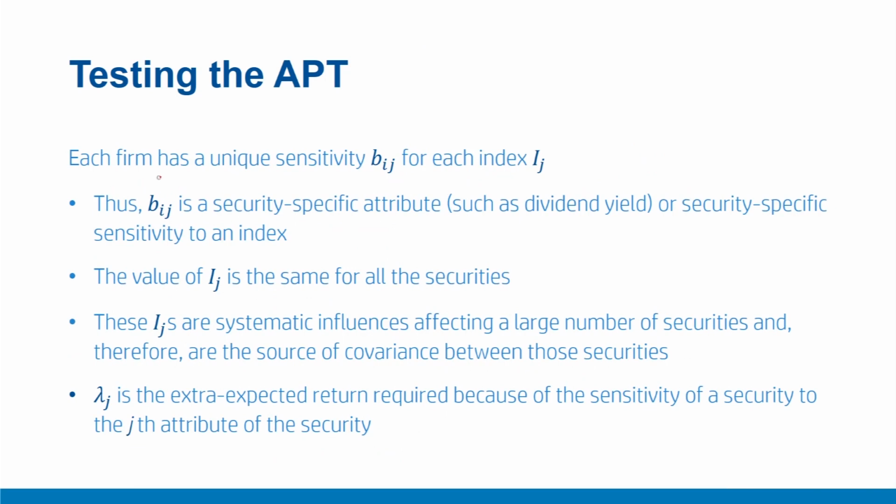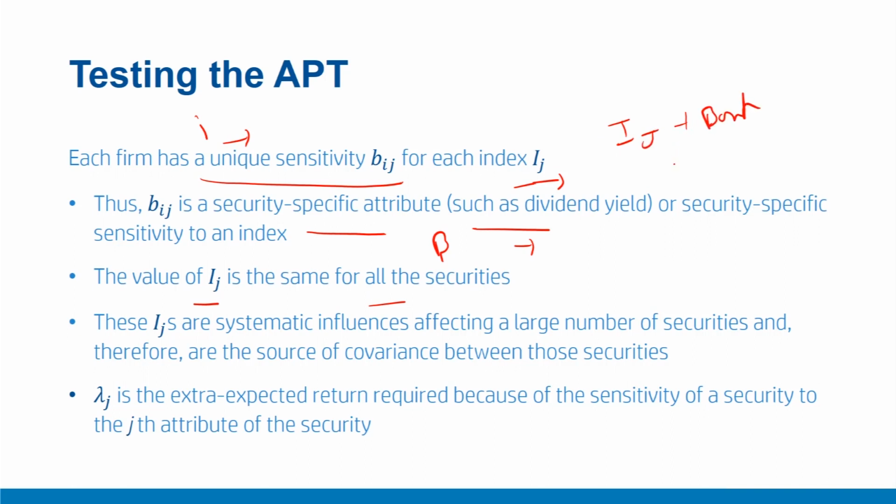Each firm or security i has a unique sensitivity Bij for a given index Ij. Thus, this Bij is a security-specific attribute, for example, beta of a firm or dividend yield. This is specific to the security and acts as a sensitivity towards an index Ij. The value of Ij, which is the broad market-wide influence, does not change with security. It is the same for all the securities. For example, let's say Ij is the bank index. This bank index will remain the same for each security.